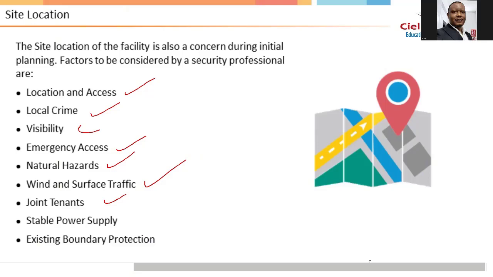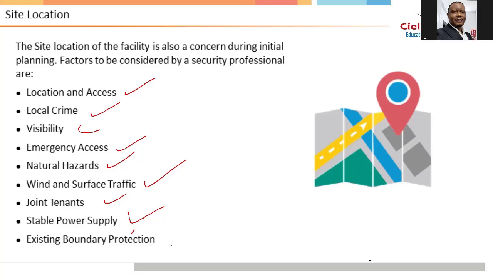Does the place have stable power supply? Is also another major consideration. Most of our IT equipment will need power. A lot of them are such that even a small fluctuation in power can cause damage. So that's part of the reason why you need to also put into consideration what the power stability is like in that place.